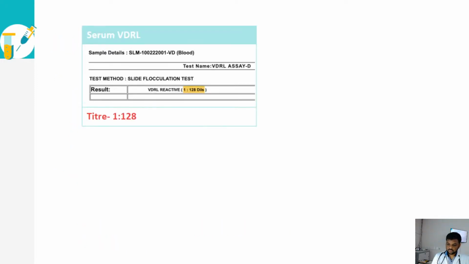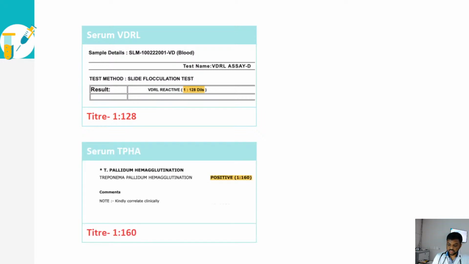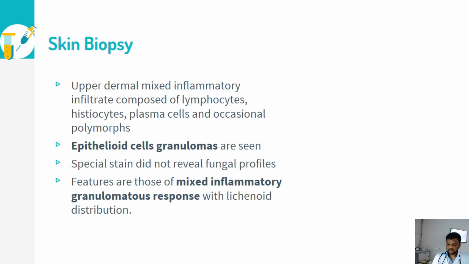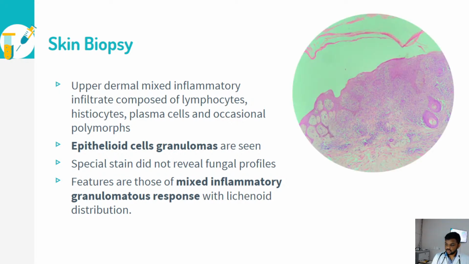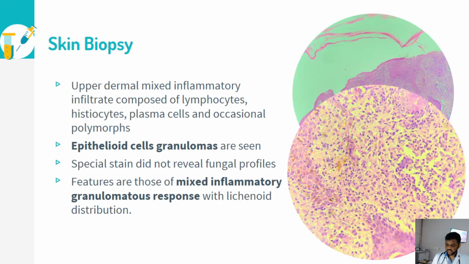Serum VDRL came positive with a titer of 1:128, and for confirmation a treponemal test was done. TPHA was also positive with a titer of 1:160. Meanwhile, the skin biopsy report came later, showing epithelioid cell granulomas with a mixed inflammatory granulomatous response. It was just suggestive of a chronic disease, and no specific fungal infection was revealed.